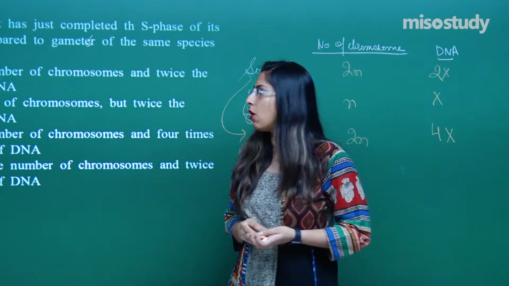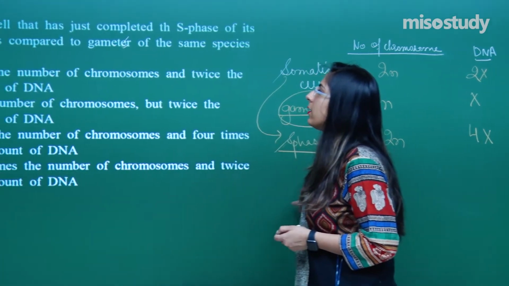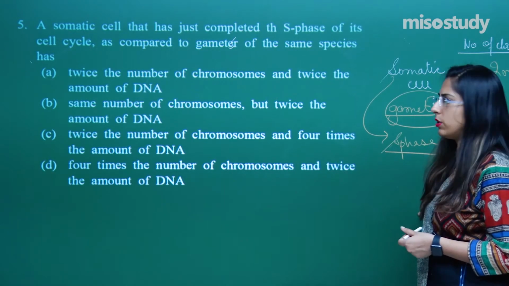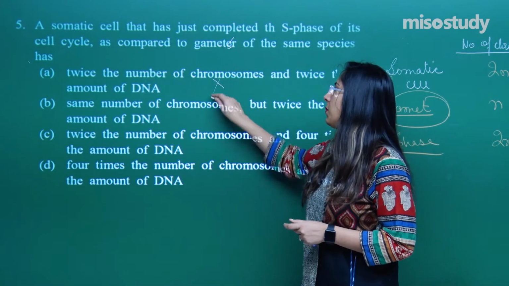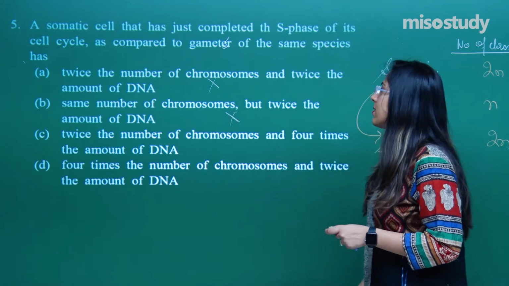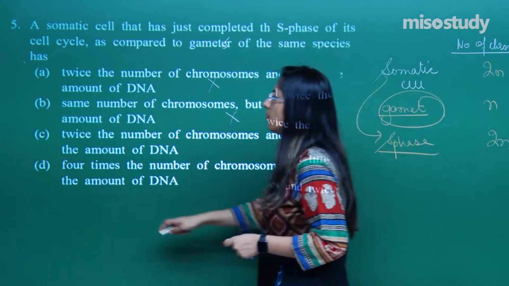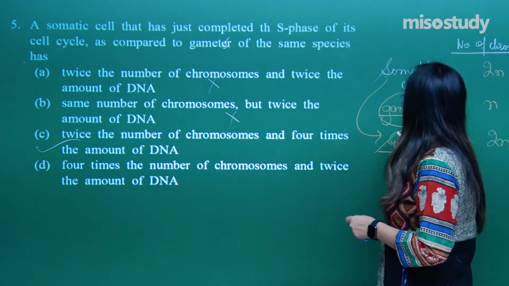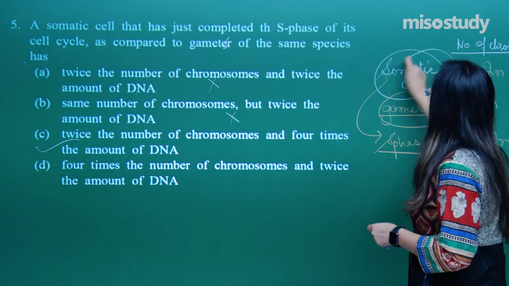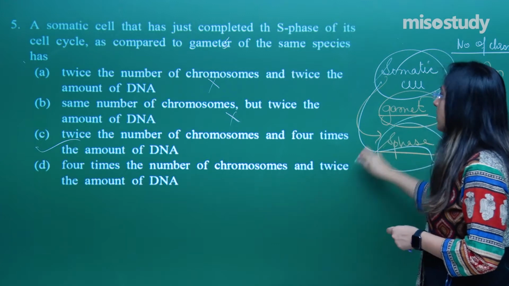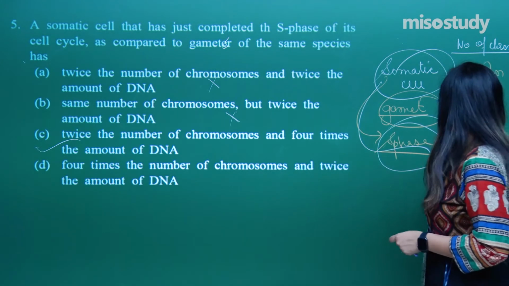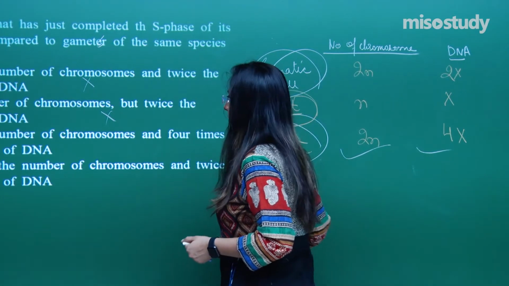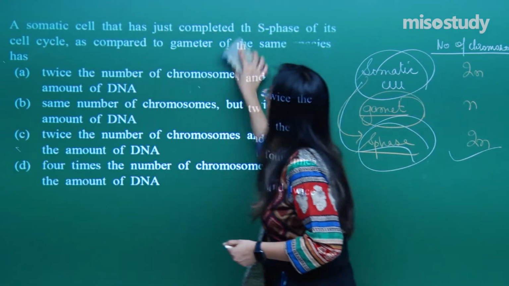So let's look at the options. A indicates twice the number of chromosomes and twice the amount of DNA. No, this is not the right option. Same number of chromosomes, not at all. Twice the number of chromosomes and 4 times the amount of DNA. This is the correct option, because we are discussing somatic cells after this S phase. So the correct option is 2n and 4x. So the correct option is C.